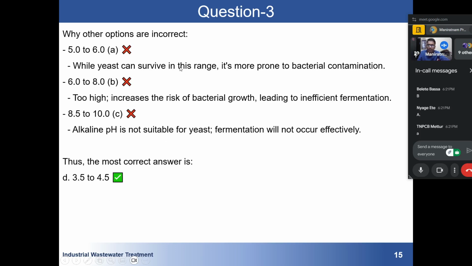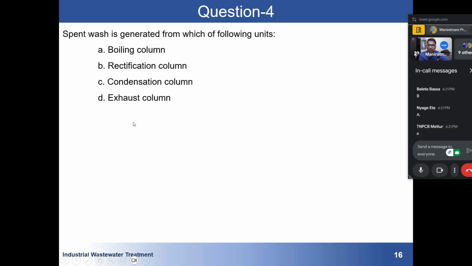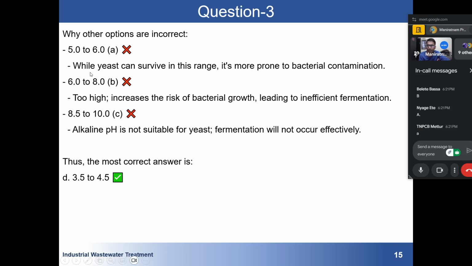While yeast can survive in this range, it is more prone to bacterial contamination. Those who have said 5 to 6, in this there will be bacterial contamination and the fermentation efficiency will decrease. Too high a pH increases the risk of bacterial growth, leading to inefficient fermentation. Again, alkaline pH is not suitable for yeast, fermentation will not occur. No one has said C, but those who have said A and B, remember these are the reasons why it cannot be. The correct answer will be D, that is 3.5 to 4.5.